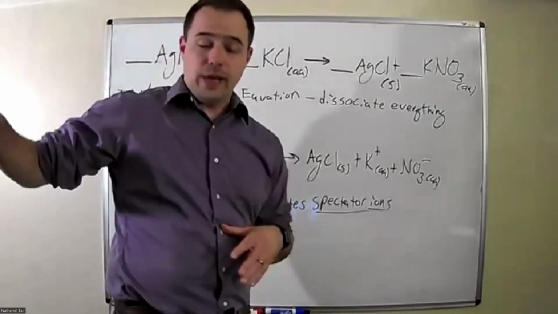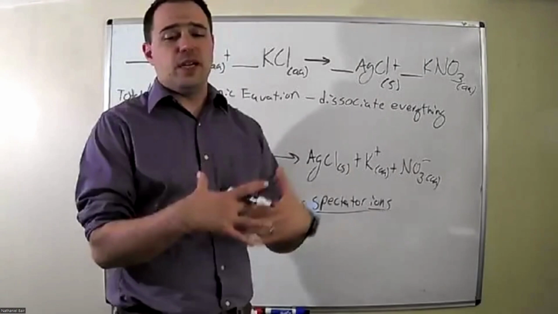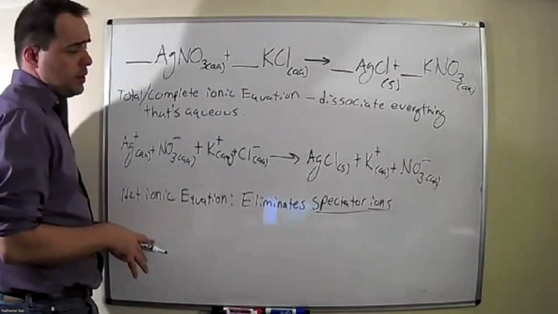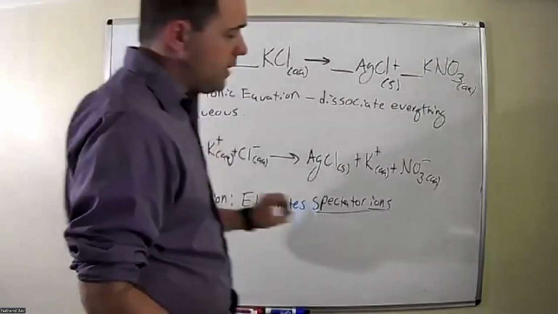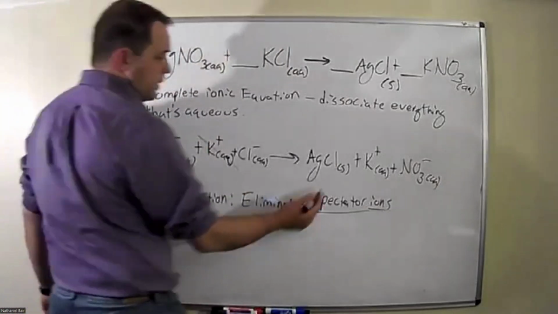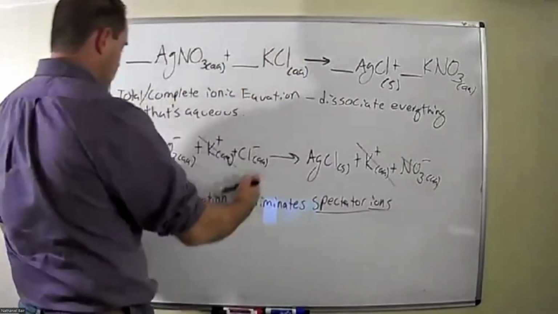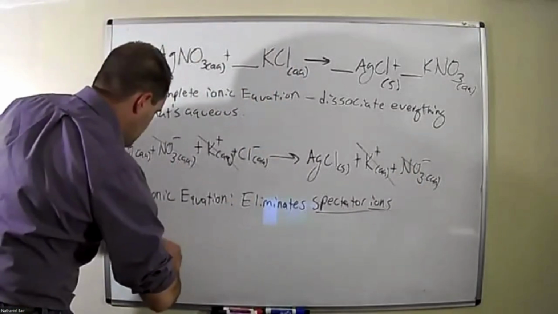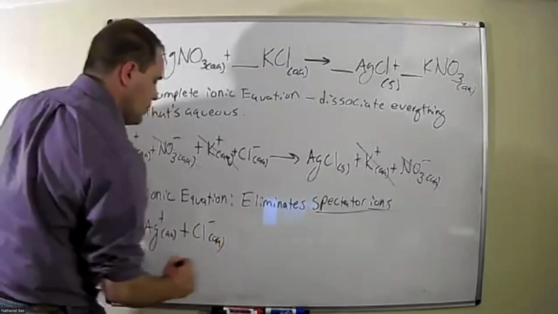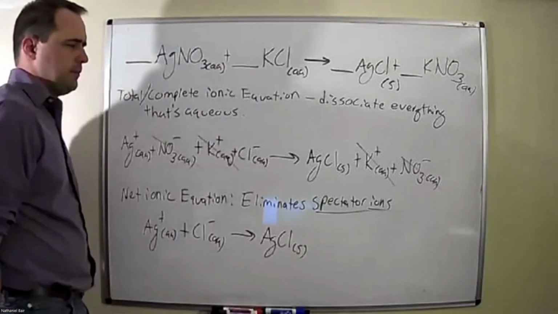It is aqueous on the reactant side, and it's aqueous on the product side. It was just along for the ride. It did not have anything to do with making the precipitate. So what you're looking for when writing a net ionic equation is to find ions that are aqueous on the left and on the right. So we have an aqueous K plus ion here. We have an aqueous nitrate ion here. And we are left with Ag plus (aq) plus Cl minus (aq) goes to AgCl solid or precipitate.